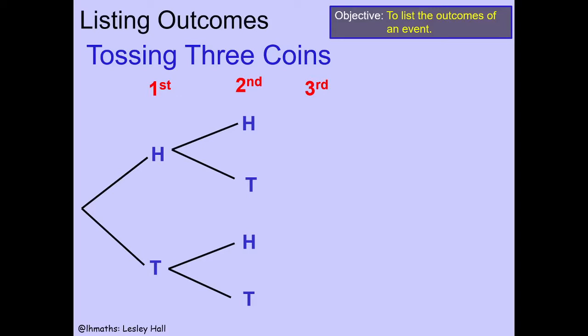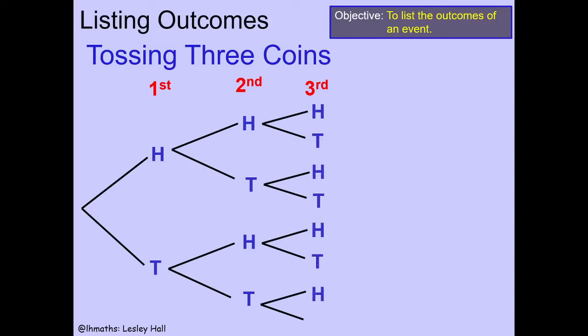So this time, for the outcomes of the second coin, we will pair each of them again with two. So for the first one, head and tail. For the second one, head and tail. Head and tail, head and tail. You get the idea now of the tree diagram?